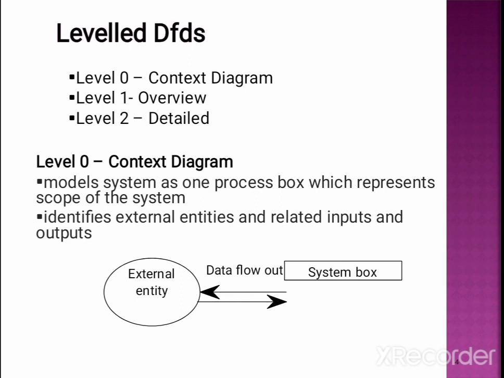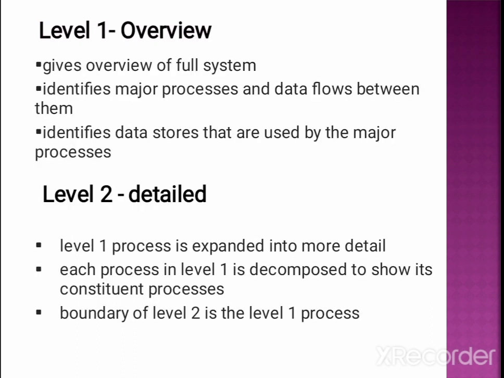Leveled DFDs. There are three types of levels: level 0, level 1 and level 2. Level 0 is context diagram, level 1 is overview and level 2 is detailed. Level 0 context diagram identifies external entities and related inputs and outputs. Level 1 overview gives an overview of the full system, identifies major processes and data flows between them, identifies data stores.